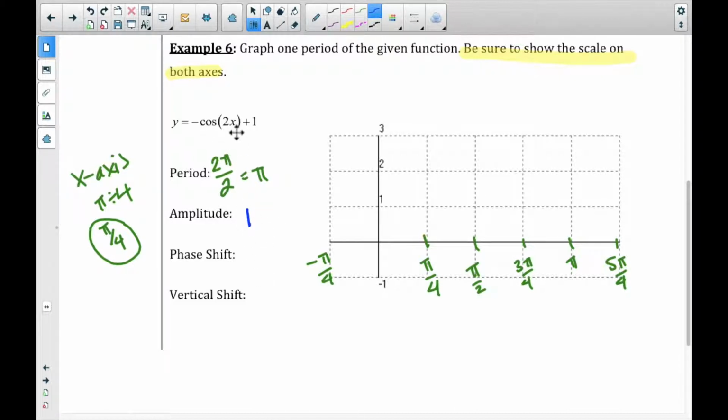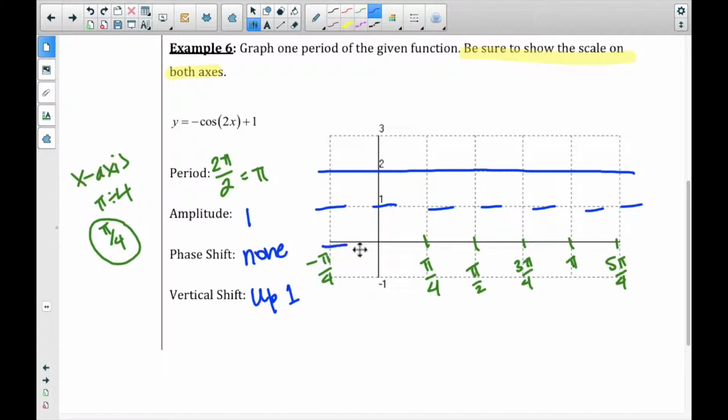Okay, the phase shift, that would be in here if we were adding or subtracting anything. We're not, so we don't have a phase shift. But the vertical shift we do have. We are going up 1 unit. Okay, vertical shift going up 1 unit means I'm going to draw my center of my highway here on 1 because it went up 1. The amplitude is 1. That means I can take the outside of my highway and draw it 1 unit away from the center. We're not going left or right anywhere.